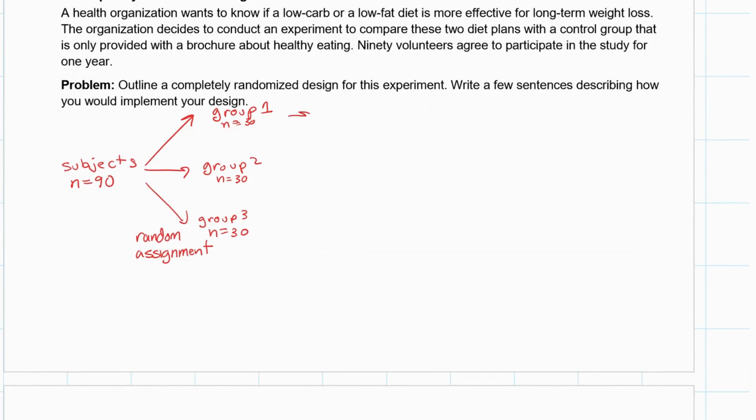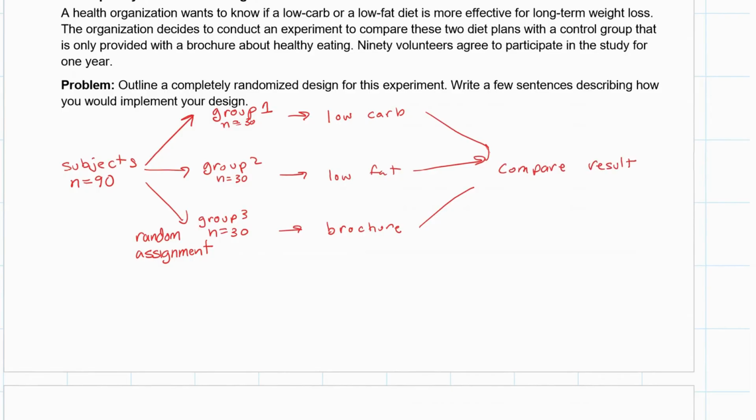Now, what's going to happen to group 1? Well, they're going to get the low carb diet. Group 2 is going to get the low fat diet. And this group is going to get a brochure. Those are our 3 treatments. And then at the end, we're going to compare the results. Now, how are we going to do that assignment?